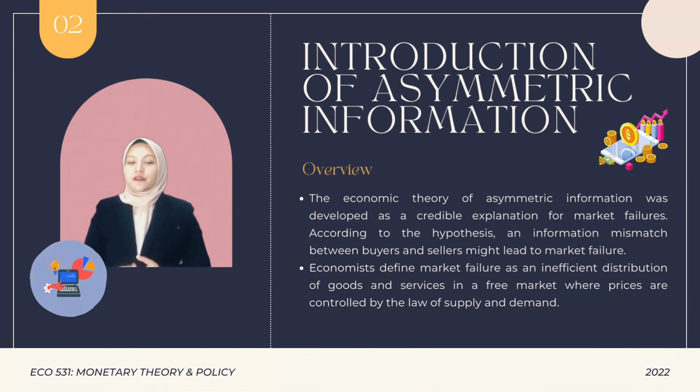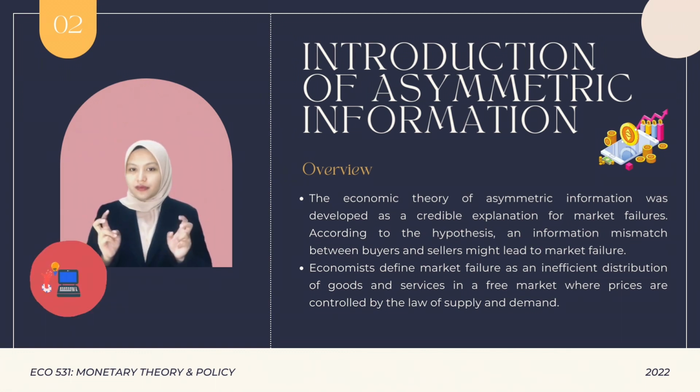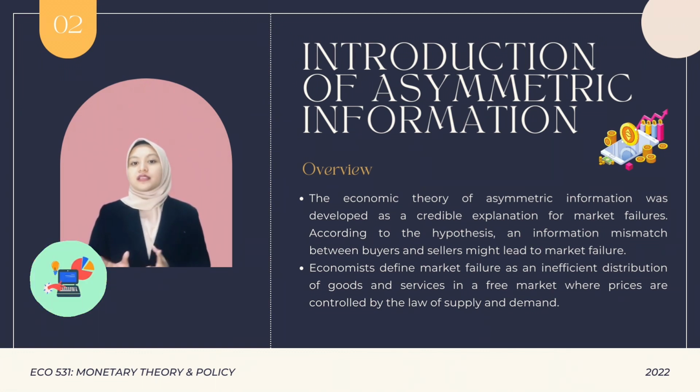Firstly, the economic theory of asymmetric information was developed as a credible explanation for market failures. According to the hypothesis, an information mismatch between buyers and sellers might lead to market failures. Economists define market failures as inefficient distributions of goods and services in a free market where prices are controlled by the law of supply and demand.